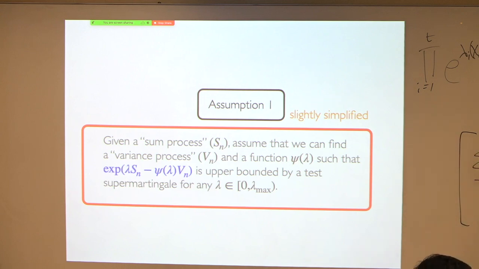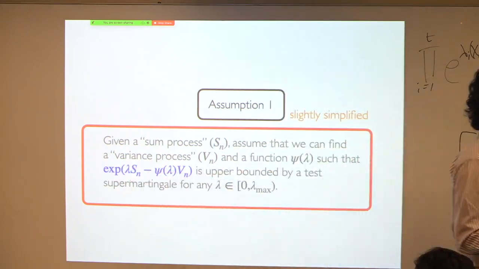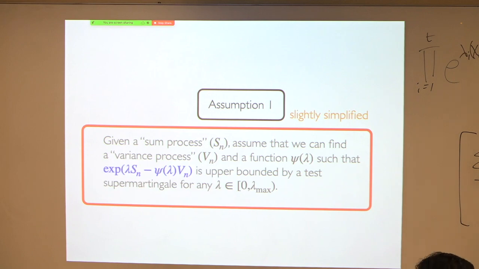That we can find some function psi of lambda. I gave this example earlier already, but essentially it looks like: exponential of lambda times Sn minus psi of lambda times Vn is an E process. Or you can say it's upper bounded by a test supermartingale, or, as I like to use this term, that this quantity is actually an E process for any lambda in some range. So there's a lambda max here, could be infinity. But if the psi of lambda is funky, like I had it here, this log of 1 minus lambda, this is only defined for lambda smaller than 1, because of course log can't take negative things.